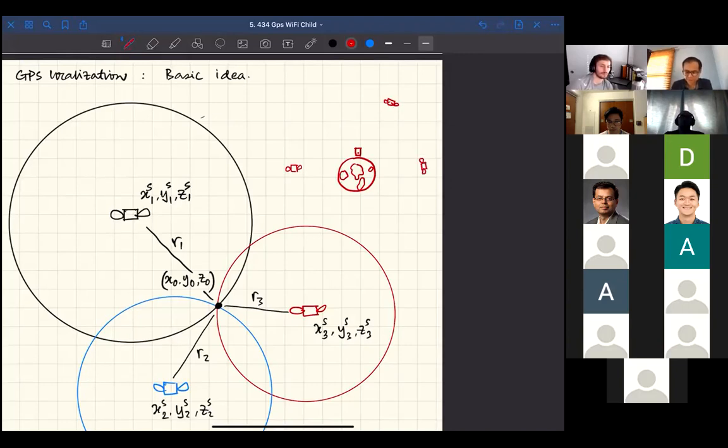Okay. The distance from, let's say this is satellite number 1, 2, and 3. This distance is R1. This distance is R2. This distance is R3. Does that make sense? Now, can you connect this to this?